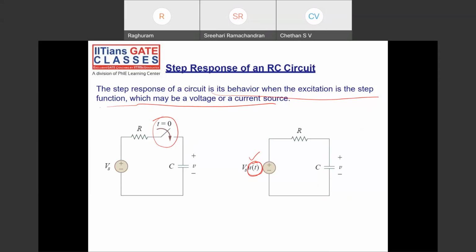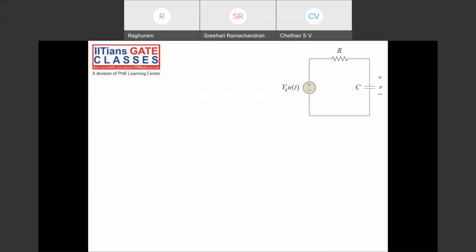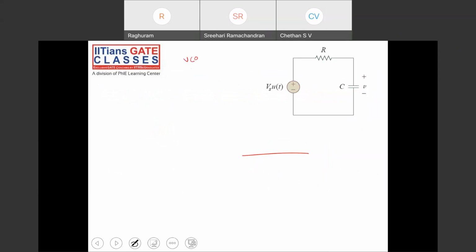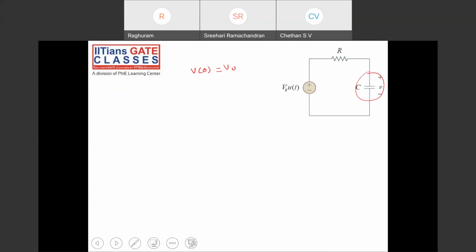What happened? Clear, right? So again, assuming V of 0 minus is equal to V of 0 plus, because this is a capacitor. V of 0 minus is equal to V of 0 plus is equal to V naught.